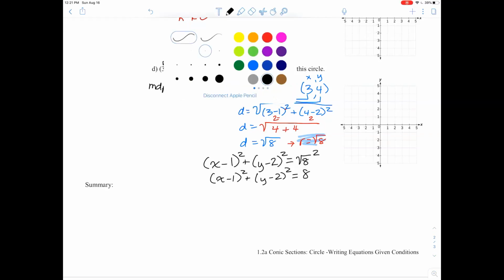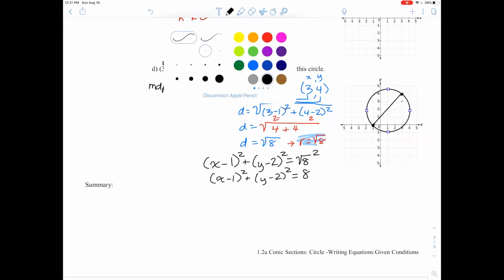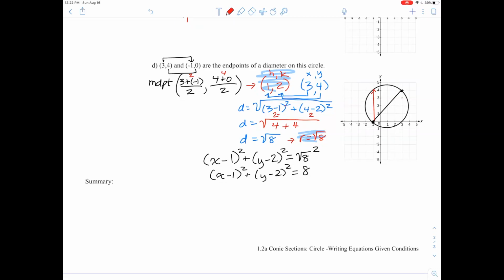Now, if you wanted to, instead, that just didn't really jive with you and that's not how you think about things, what you could do is actually just go ahead and start on the graph at 3, 4 and -1, 0. And this would be your diameter of your circle. And you could actually go ahead and just sketch that circle idea there, right? And then what you're doing is looking for the center. So the center would be half the distance up. So that would be, instead of 4 up, you'd go up 2.